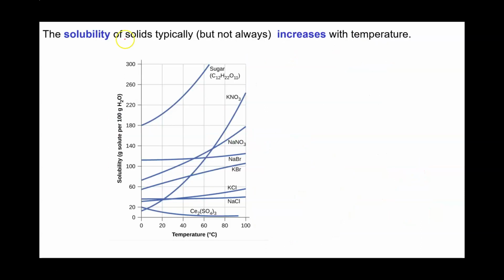When it comes to looking at solids in liquids, typically what we see is that the solubility of solids will increase with temperature. So here's a classic solid, sugar, and you can see that as the temperature goes up, the solubility also goes up. Now, it's not always the case. We've got an example at the bottom here with cerium sulfate, where with increasing temperature, the solubility has actually decreased. But the general result is that most of the time, the solubility of solids typically increases with temperature.